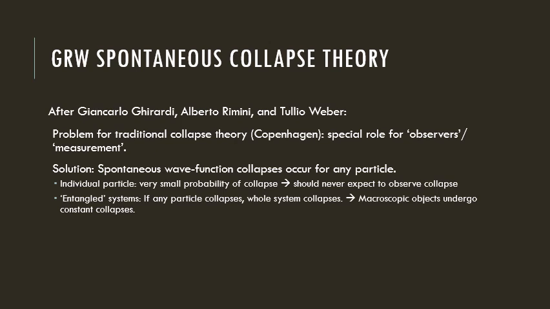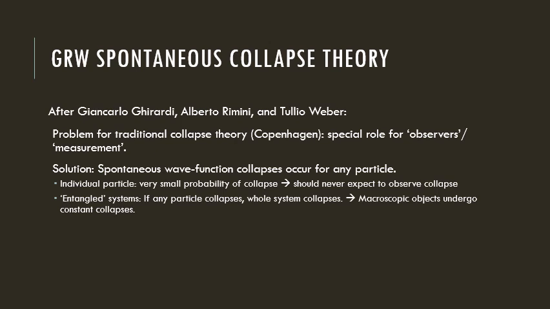GRW have the idea that there are spontaneous wave function collapses which can occur for any particle. So there's nothing special about measuring devices or observers. Now, in the case of an individual particle by itself, it has an extremely small probability of collapsing within a normal kind of human time scale. So if you just have a single particle, you should basically never expect to actually observe a collapse during your lifetime.